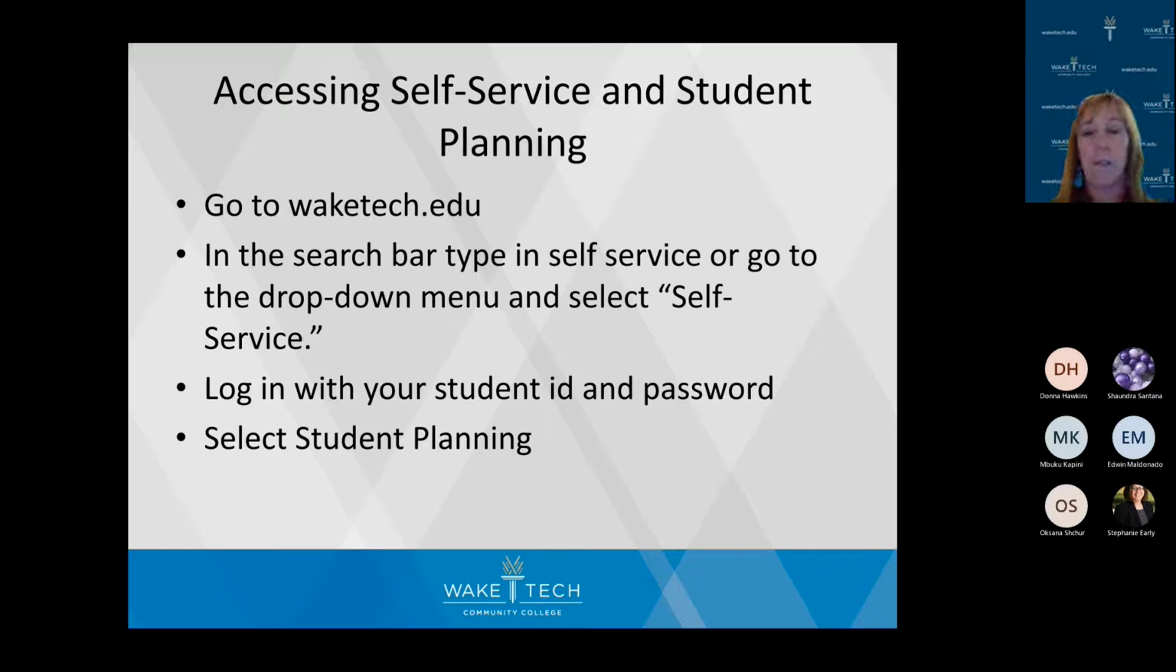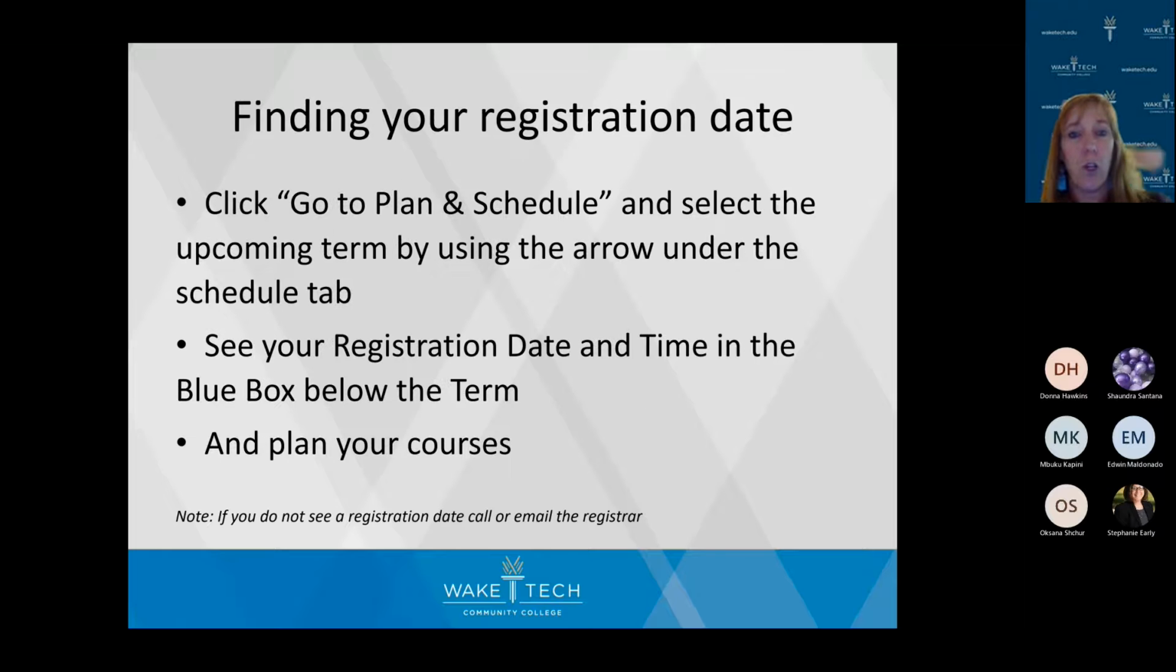You've gotten into self-service, and then you'll see the planning, selecting and planning courses. You should see two pieces there underneath advising. Once you get through that, you can click on plan and schedule, and I'm going to show you a video that overviews all this. You can go to plan and schedule and select the term by using the arrow under the schedule tab.